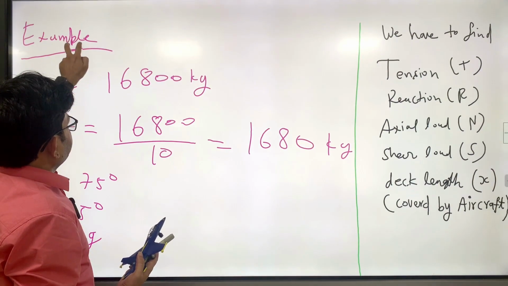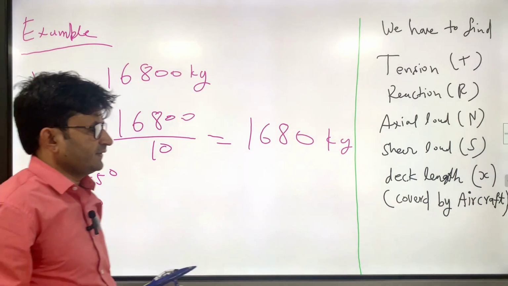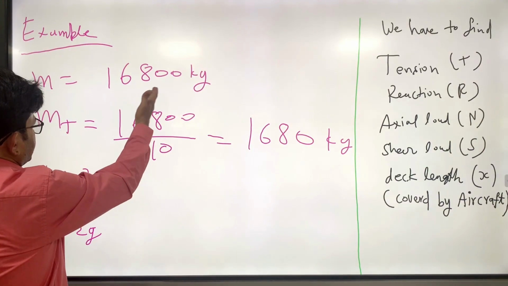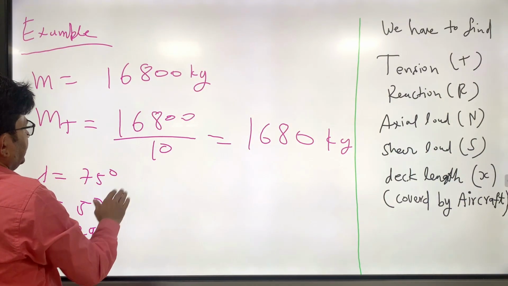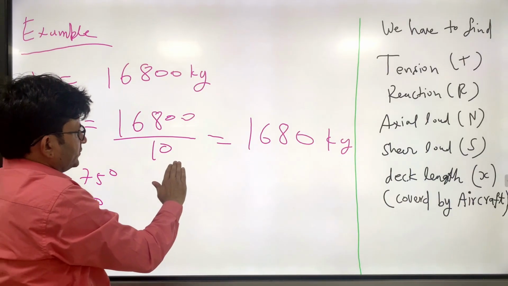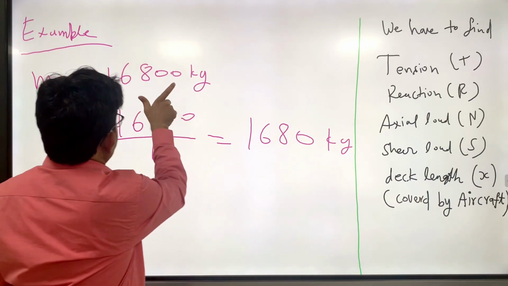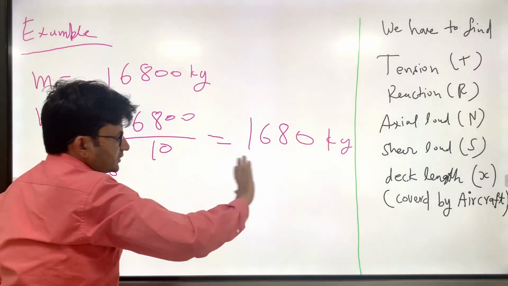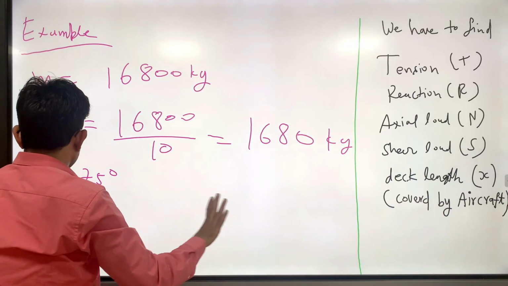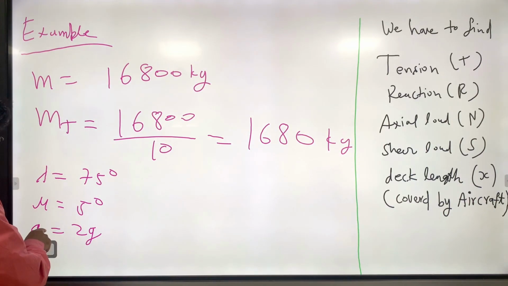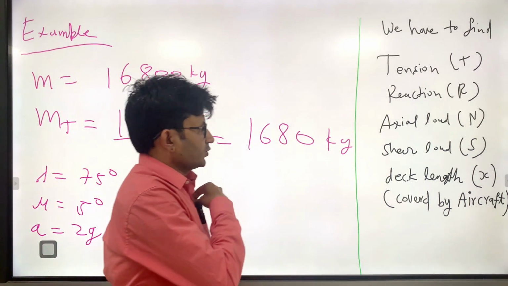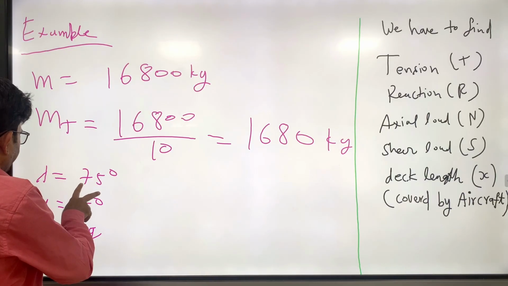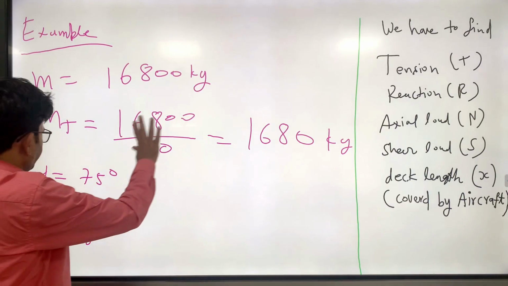Now let's say the F-18 HARV model I have taken, because this is a very famous US Navy aircraft. So M is 16800 and Mt I have taken, let's say, M divided by 10. So I have taken approximately 10 percentage of the total mass, which is the mass of the tail, where you have cut the section, right? Tail portion, also called empennage, vertical tail and horizontal tail, and some part of the fuselage also. Lambda 75, mu equal to 5 degree, a equal to 2g. Okay, if you want to find what kind of load is acting on a wheel, related to R, you can take lambda, otherwise lambda is not used here.